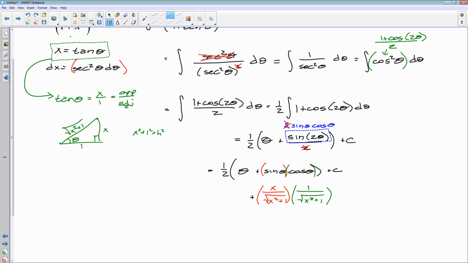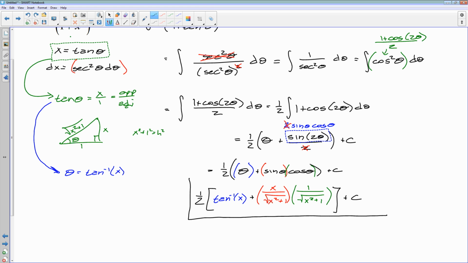In this case, the triangle isn't going to help, and I actually will use inverse tangent this time. If tangent theta is equal to x, then that means theta is equal to the inverse tangent of x. So I'll take out the theta and I'll plug in inverse tangent of x. And then all of that is times 1/2 plus some c. And finally we finish.